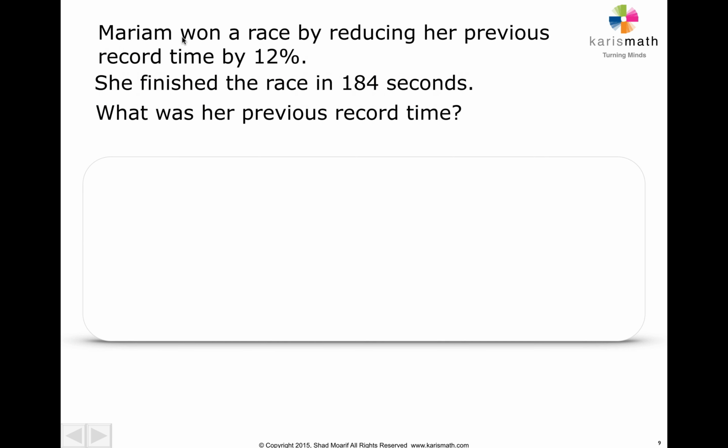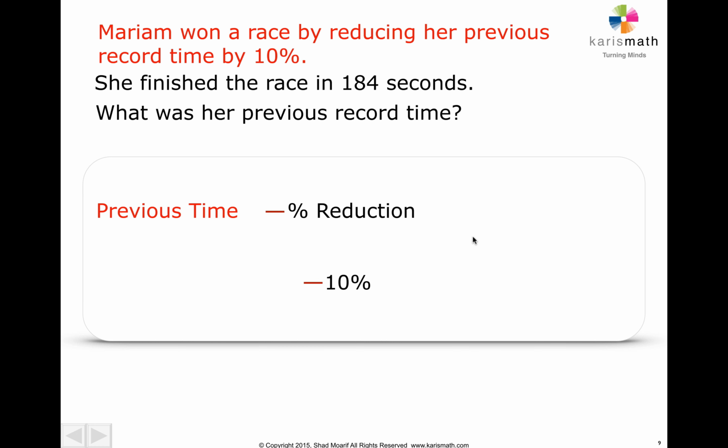Okay, Mariam won a race by reducing her previous record time by 12%. Now, the previous record time she reduced by 10%. That means we don't know what the previous time was, but we knew that when she reduced it by a certain amount, by 10%, she got the final race time, the present race time, which is 172.8 seconds.